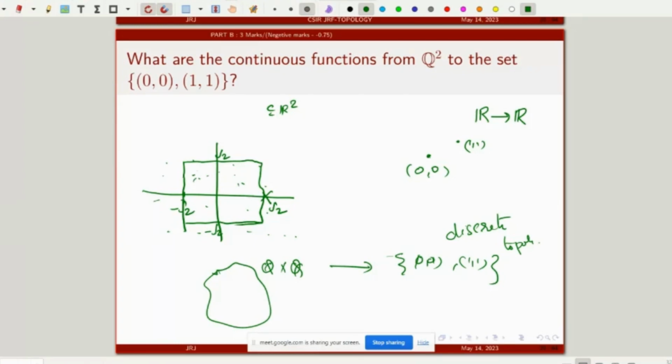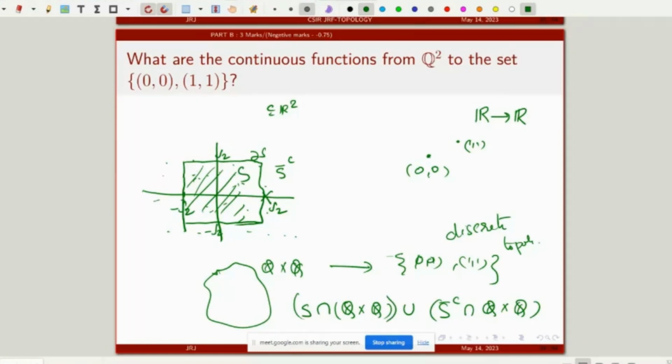So in this Q cross Q, you can take this rectangle, this square, including its interior, I am calling it S. The boundary I am calling the boundary of S. This is the complement of S closure. So this Q cross Q, you can write as S intersection Q cross Q union S closure complement intersection Q cross Q, where S is open. So this will be a disconnection for Q cross Q. So now you can send this part to (0, 0) and this part to (1, 1), so that this will become a continuous function.